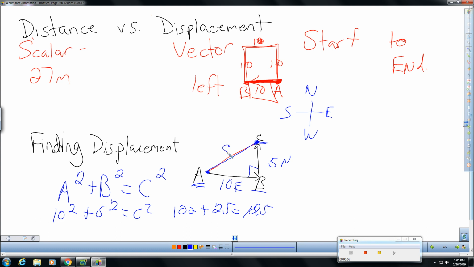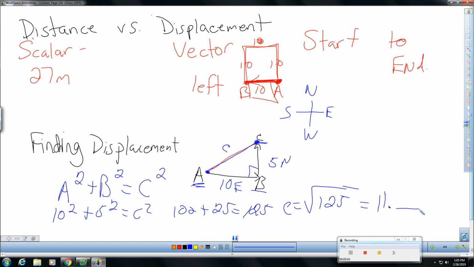If I just want to know what C is, what function do I have to use now? C is now the square root of 125, and whatever that happens to come out to be, it's going to be 11 point something-ish, because 11 squared is 121, right? So it's a little bit over 11.